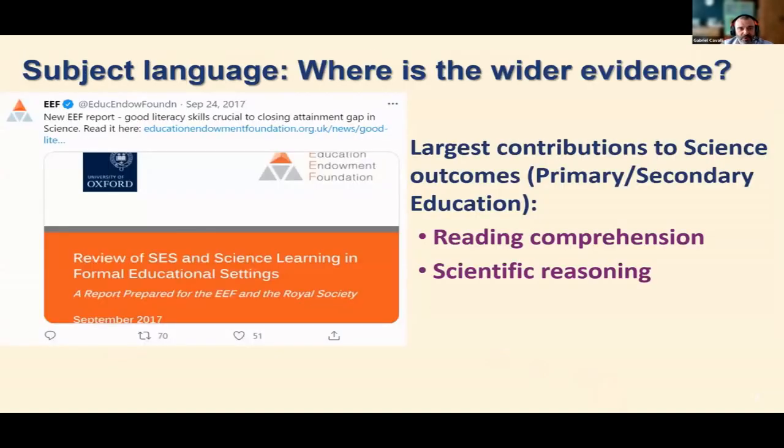Well, the wider evidence in school education is that attainment in school science in the UK is profoundly mediated by reading comprehension and scientific reasoning. The latter is never really explicitly taught. And it's a main mediator in attainment or awarding gaps linked to socioeconomic status in science. There's no data that this is operating in higher education, but critically, there isn't data to state it isn't. And why should it cease to operate magically at university?